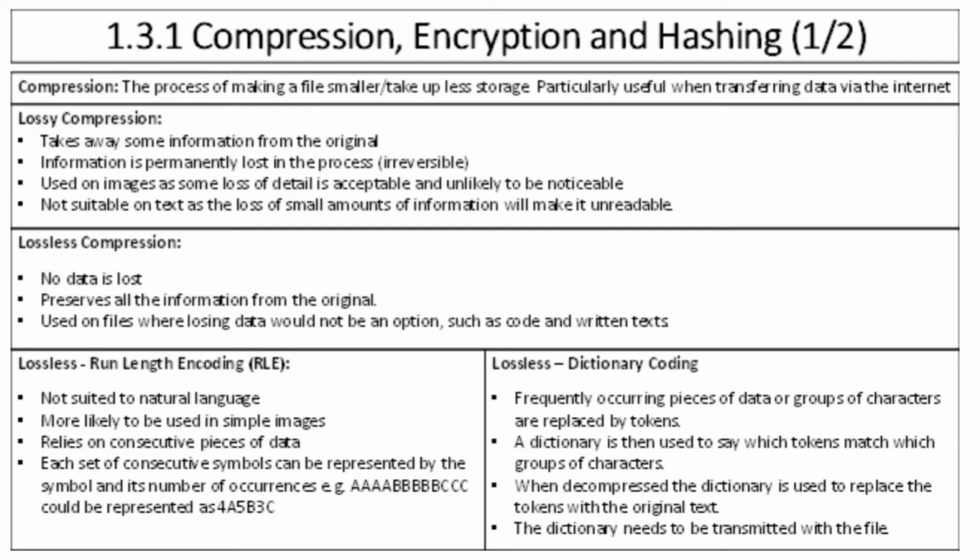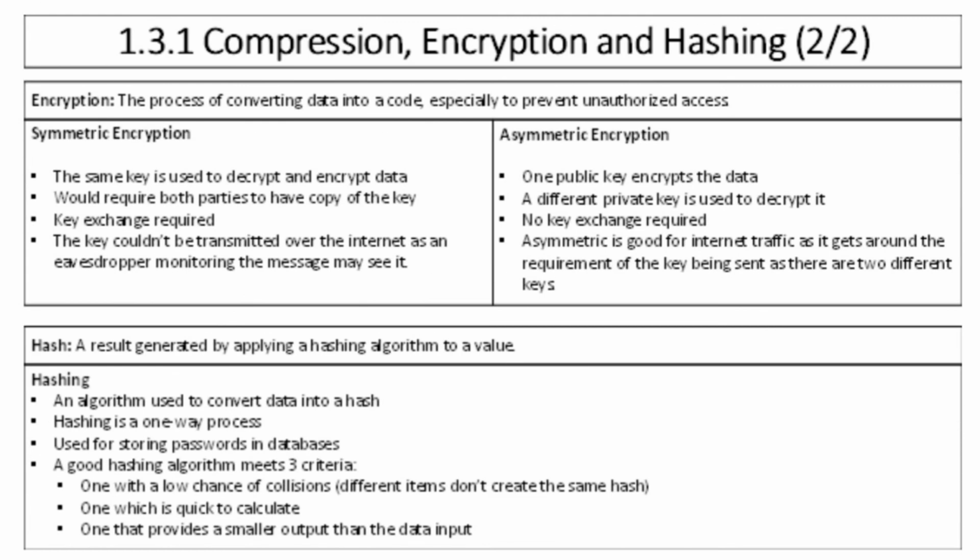Lossless: dictionary coding. Frequently occurring pieces of data or groups of characters are replaced by tokens. You have to know this one. A dictionary is then used to say which token matches which group of characters. When decompressed, the dictionary is used to replace the tokens with the original text. The dictionary has to be transmitted with the file, like a key. Yep. This is the next page.